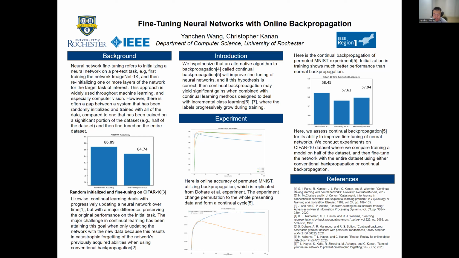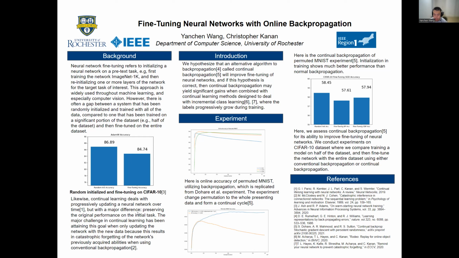But there is often a gap between a system that has been randomly initialized and trained with all of the data compared to one that has been trained on a significant portion of the data. In the picture below, we show the gap on the CIFAR-10 dataset using ResNet-18. The left bar is the network randomly initialized and trained on the whole CIFAR-10 dataset, which results in an accuracy of 86.89. The right bar is a fine-tuned one. We first train the network on 50%, which is half of CIFAR-10, and then fine-tune the network on the whole CIFAR-10 dataset, for which the accuracy we get is 84.74. So you will easily find there exists a gap between the randomly initialized one and the fine-tuned one.